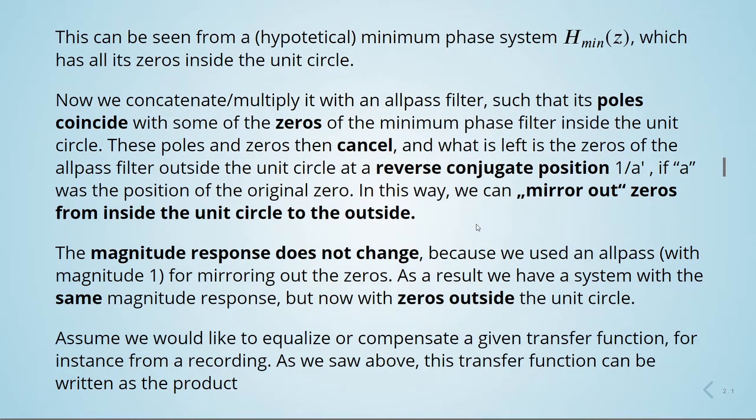The magnitude response does not change because we used an all-pass, so there's a magnitude 1, for mirroring out the zeros. As a result, we have a system with the same magnitude response, but now with zeros outside the unit circle.